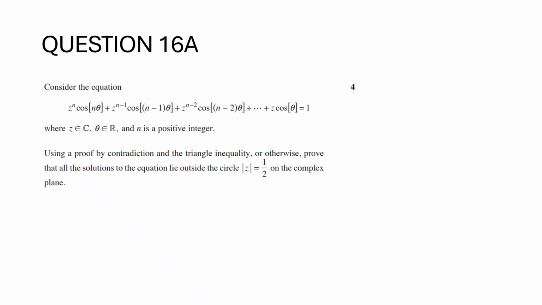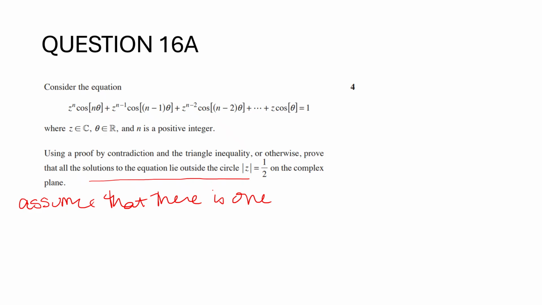Okay, so we're going to start by taking a contradiction to this part here. We're going to assume that there is one solution, let's call it w, that lies inside this circle or on the circle. So assume that there is one solution w such that the magnitude of w is less than or equal to a half.